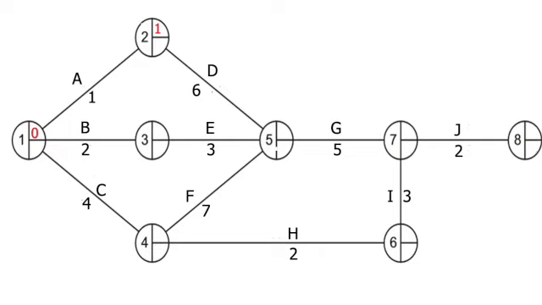For node 3, it would be 2 weeks. And for node 4, it would be 4 weeks. So the earliest start time that we can leave node 2 would be 1 week, because that would show that activity A has been completed. The earliest start time we can leave node 3 is 2 weeks, because that shows that activity B has been completed, and the earliest start time we can start node 4, that moment in time, is 4 weeks, because activity C will have been completed.